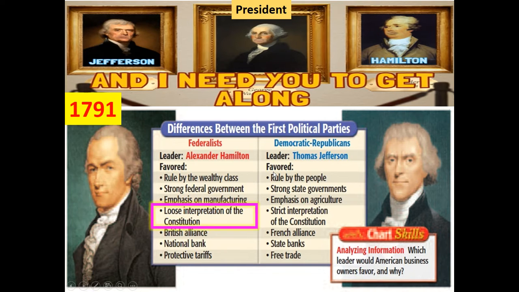The big argument that we're talking about for this video is the Federalists, under Alexander Hamilton's leadership, although Hamilton would not be a president, he could not be a president because he was not born in the United States. He favors or believes in a loose interpretation of the Constitution, whereas Jefferson, the Democratic Republican, the Anti-Federalist, believed in a strict interpretation of the Constitution.